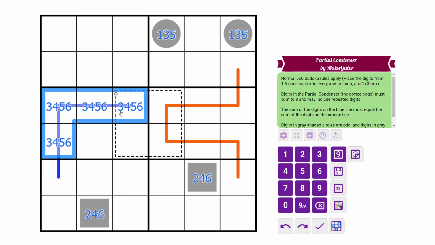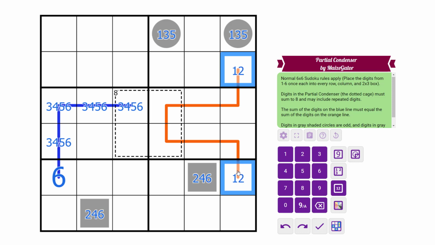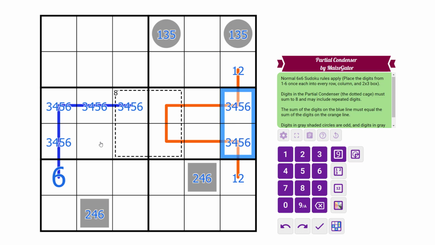Realizing that the absolute maximum for the blue line is equal to the absolute minimum for the orange line, and thus this is what must be true. Now we have a good start. This is called a 1-2 pair in column 6. It means that one of the cells is a 1 and one of the cells is a 2. Of course, I don't know which one is which yet, but it does mean that none of the other cells in column 6 can be a 1 or 2. Therefore, I can pencil mark 3, 4, 5, and 6.